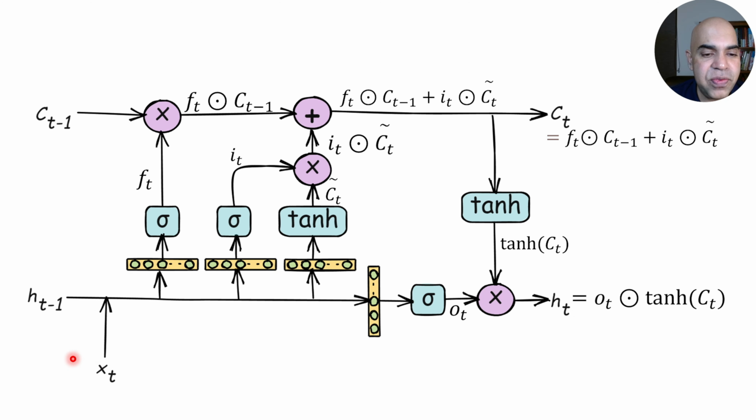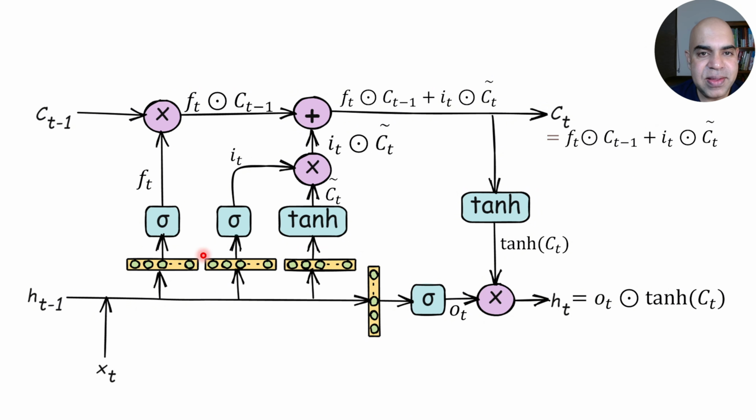The length of X sub t depends on the representation of the current input. If we are using words in a sequence, then X sub t represents the embedding vector for this particular word. So whatever the number of features is in the embedding space, the length of X sub t would be that number. So the length of X sub t depends on the number of features in the embedding space.